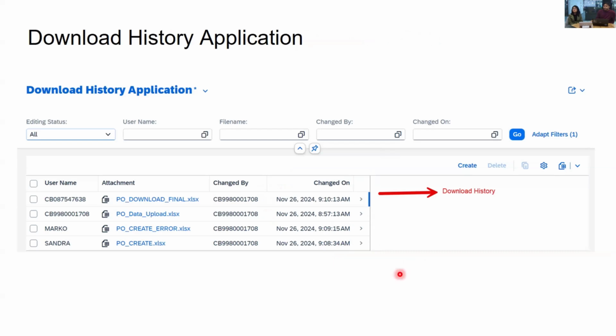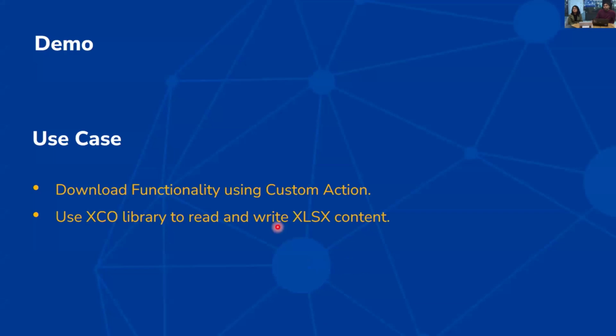It's a download history application where you'll be able to see all the history of downloads. So each user can download according to his requirement, and he can see the data in a different application. So that's the download history application. We'll see the demo now, like how the download functionality works using custom action.